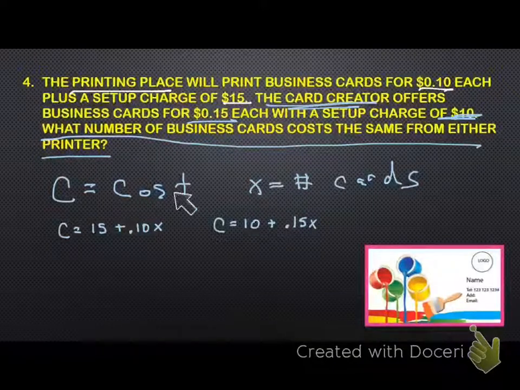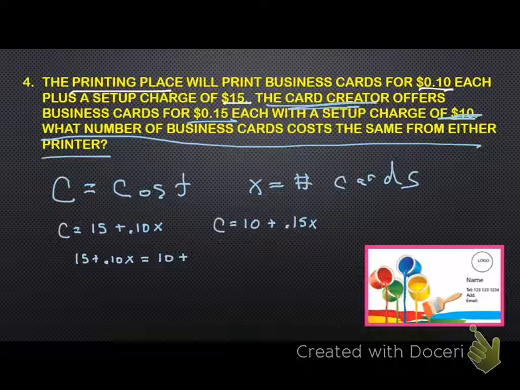Now, if I want to know when the cards cost the same, everybody look here. Set this equal to this, because see how these are both C? So set C equal to C. We're going to set 15 plus 10 cents per card equal to 10 plus 15 cents per card. Now, you have the calculators in front of you. You're going to solve for X.